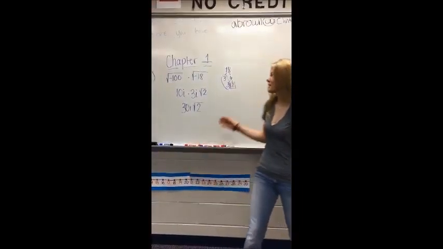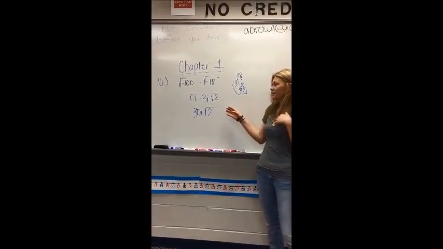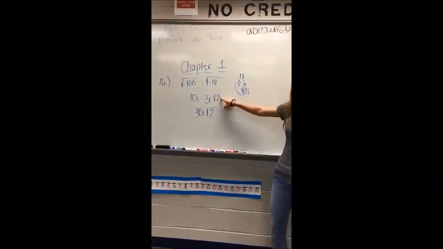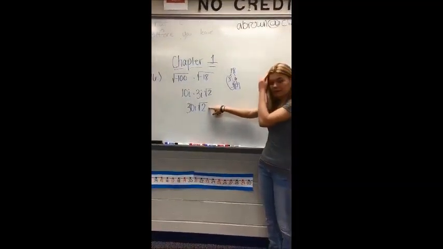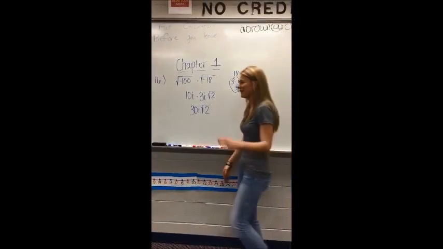Okay, so the most common mistake on number 16 was the students left it just like this when they should have multiplied it down.